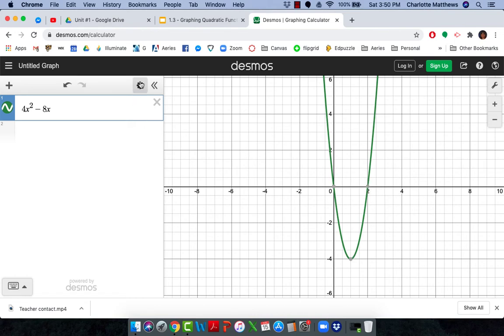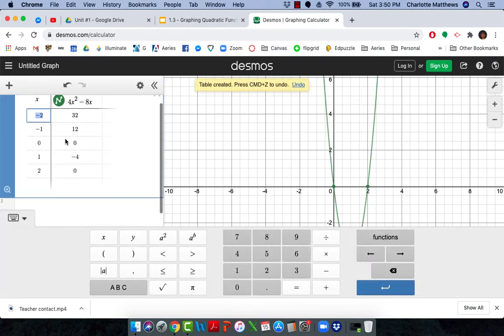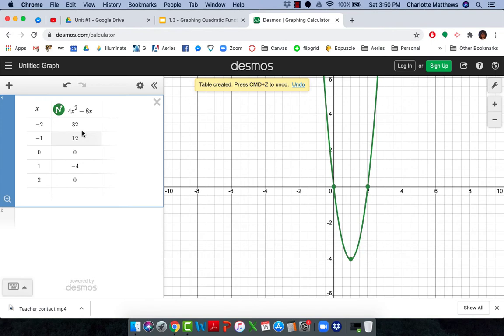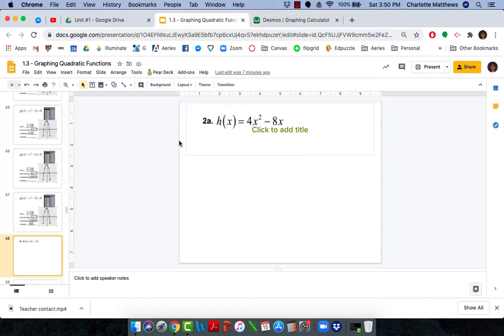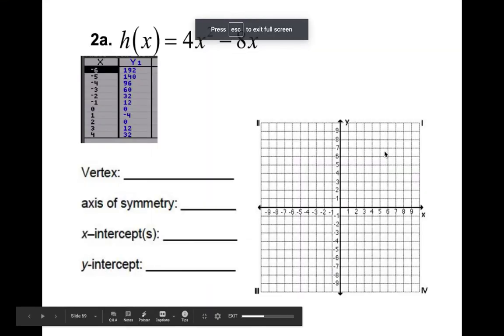So if you hit this little settings button, you can go to the table. And you can scroll and see, okay, well, this is at (-1/2, 0), (0, 0), (1, -4), (2, 0). And that way it gives you kind of a sneak peek of what points you can add. So now that we know this, I'm going to go back to my presentation here.